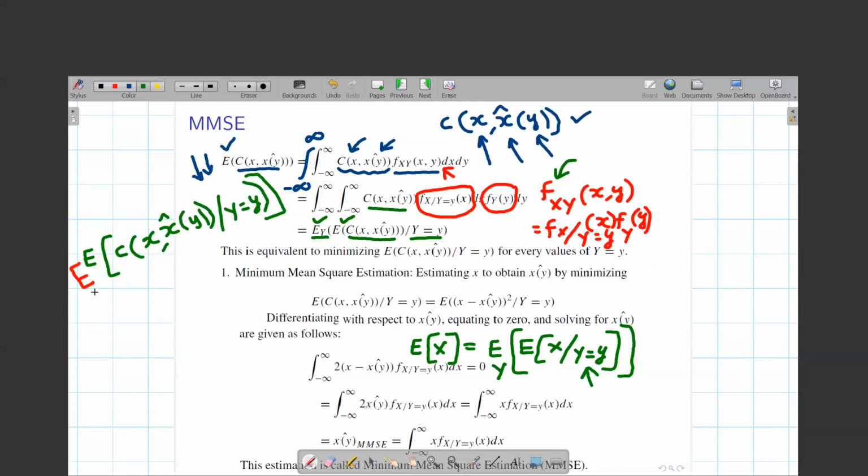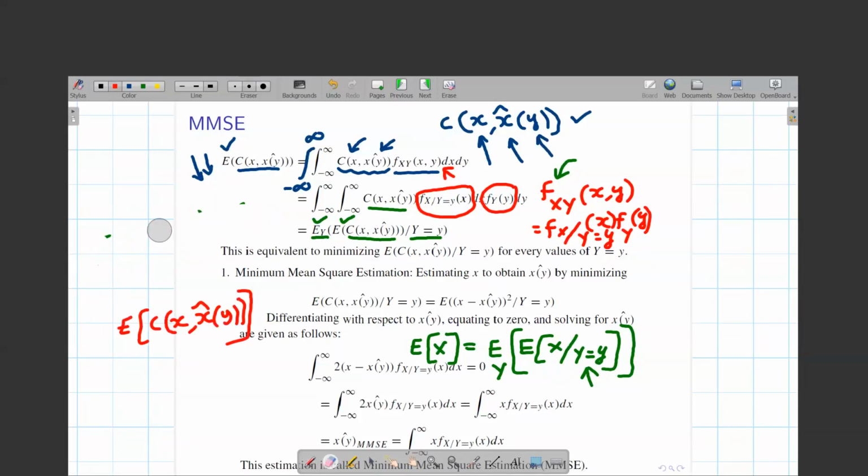the expectation of the cost function, right? So this is the trick here, right?